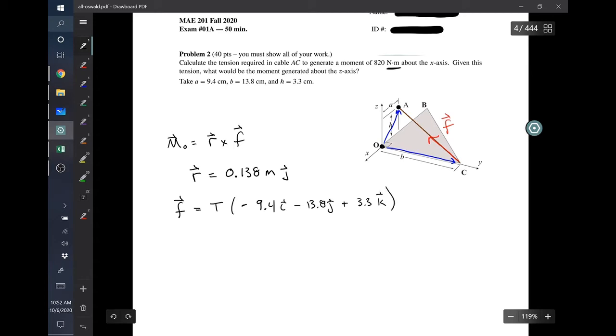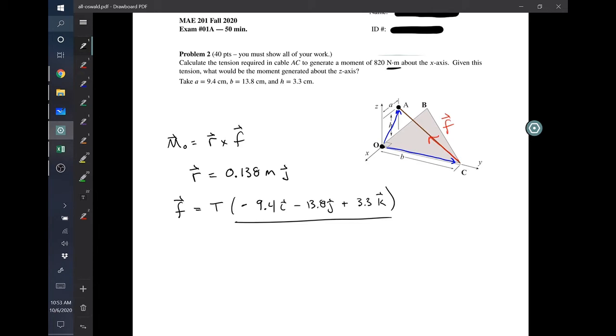3.3k. Now you might wonder, wait a minute, why am I using centimeters when I had to use meters before? Because we're going to divide by the length of this vector. So if I use meters on the top and meters on the bottom, or centimeters on the top and centimeters on the bottom, or any other unit on the top and any other unit on the bottom, they're going to cancel out anyway.